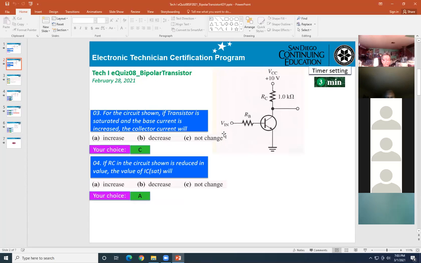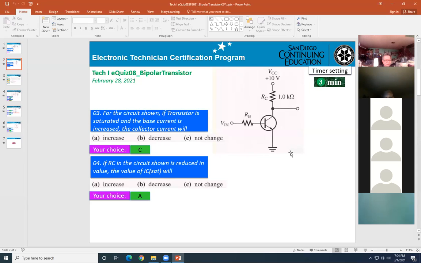Make sure if you have a question, just let me know. Okay, I can tell you on this one. The transistor is saturated and the base current increases. The collector current will be... You know why the collector current will be no change? Let me know.